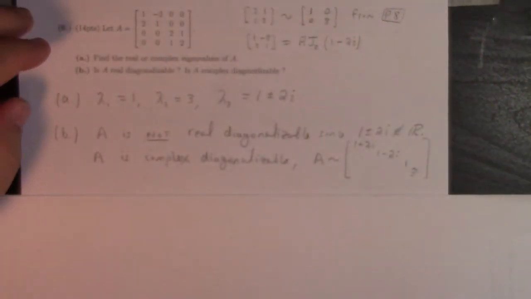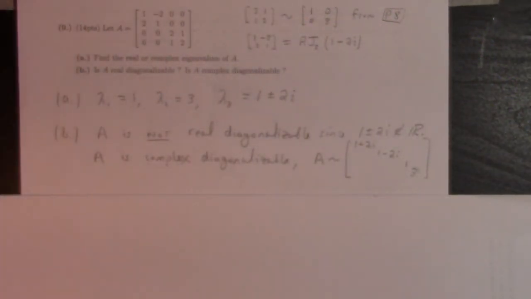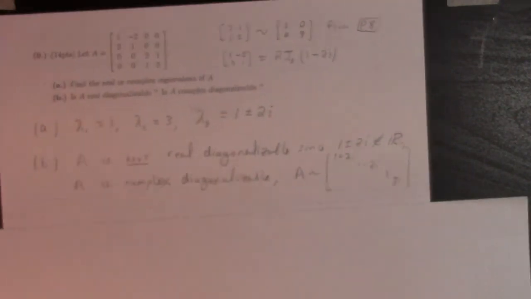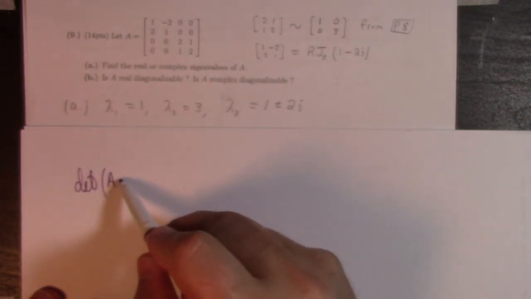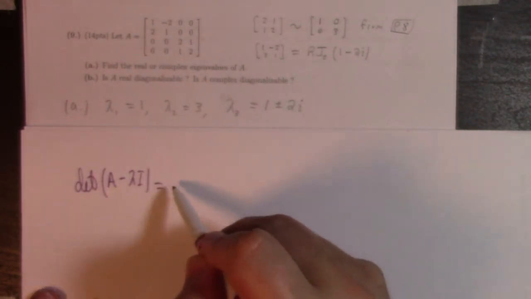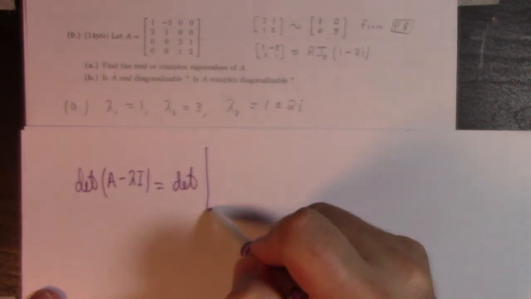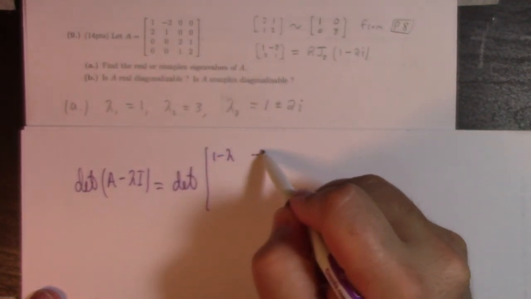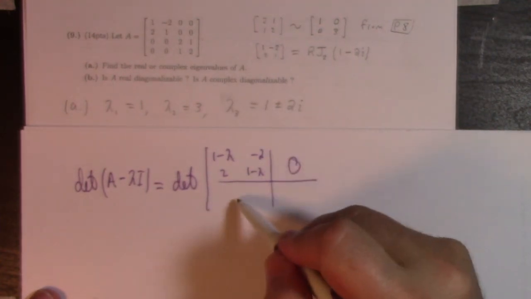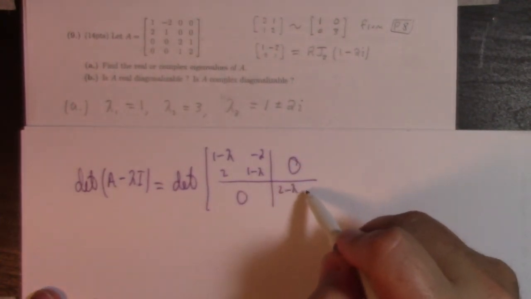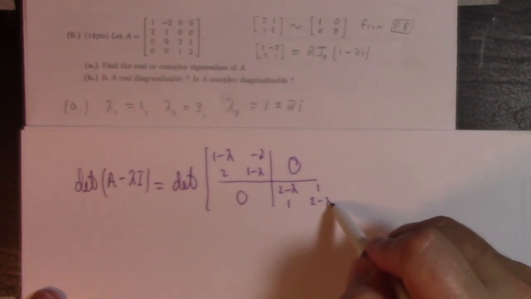So let me write that out just to make sure you know what I'm talking about. Let me not just talk. So suppose you don't know this theory I just told you about, right? The determinant of A minus lambda I would be the determinant of the blocks 1 minus lambda, minus 2, 2, 1 minus lambda; 0 up here, 0 down here; 2 minus lambda, 1, 1, 2 minus lambda, all right?